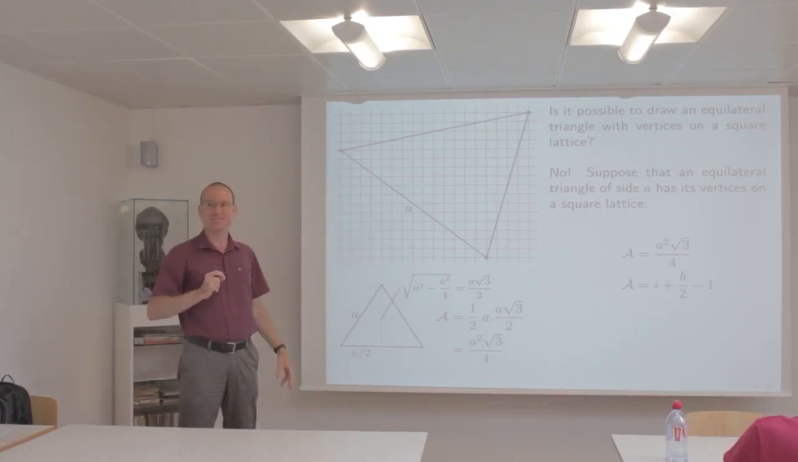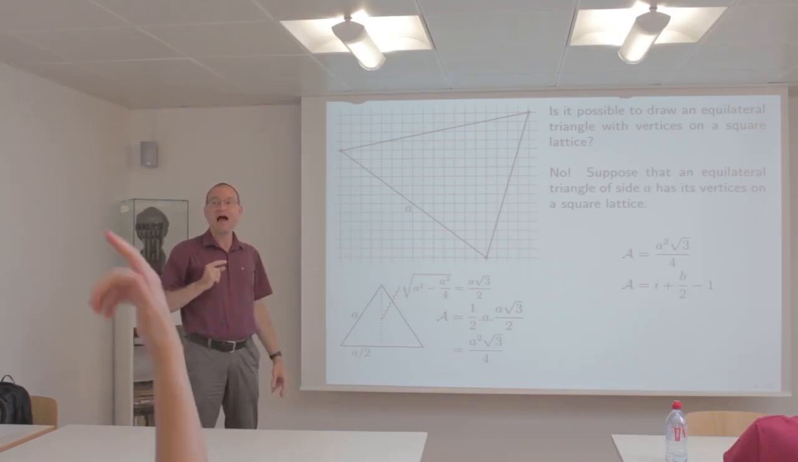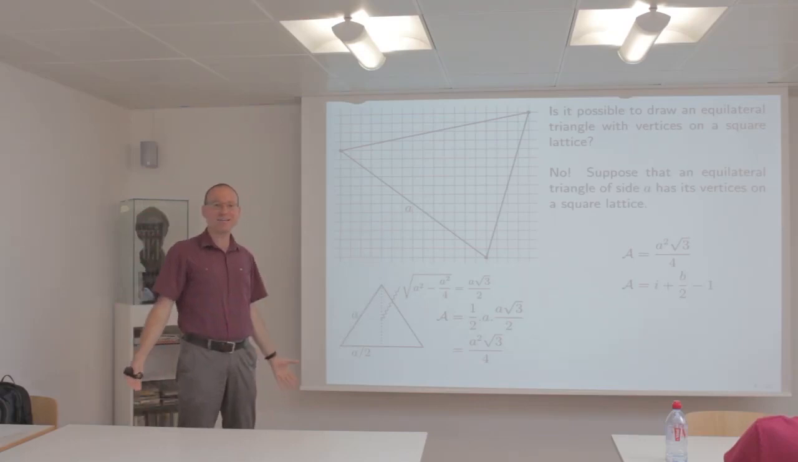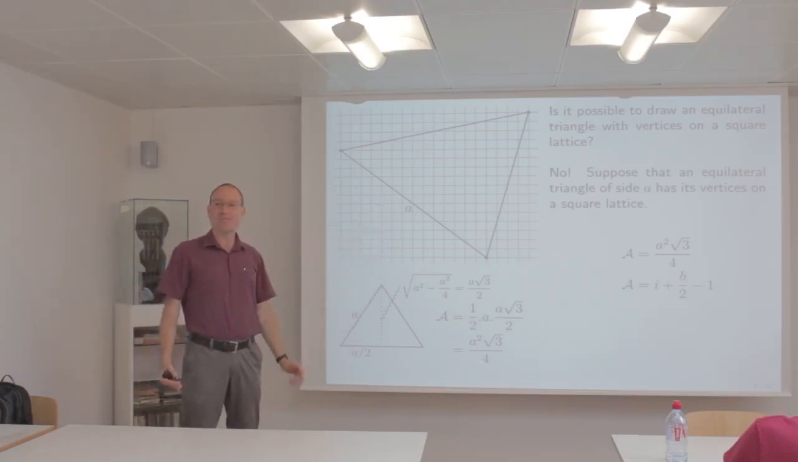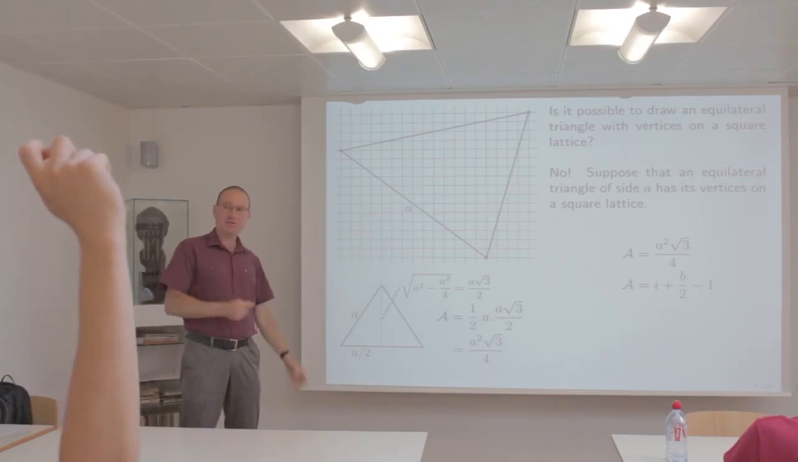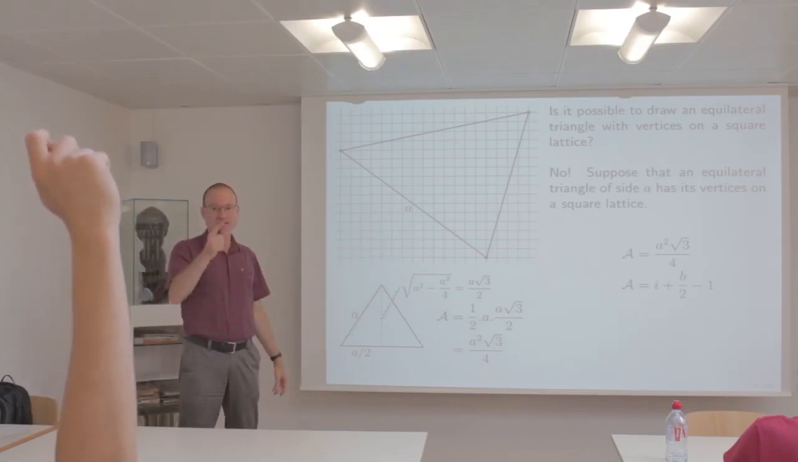Because I can't get the square root of 3. Absolutely, the square root of 3 is hanging out there, it's out of place. Where does the square root of 3 come from? These two formulas are incompatible with each other.